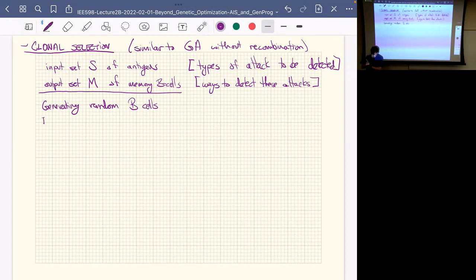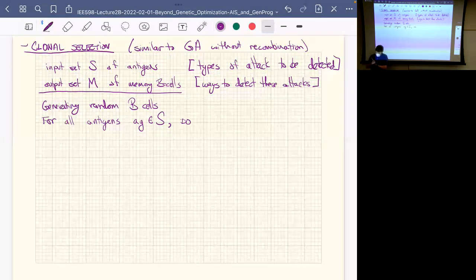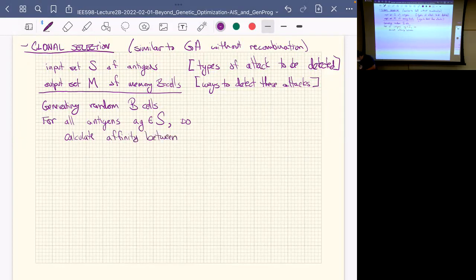And then for all, or I guess I could say for any, but for all antigens, and I'll call this particular antigen in this loop AG, but in my set of antigens. So for every type of attack, we do the following. We are going to calculate the affinity of all B cells to the antigen AG.